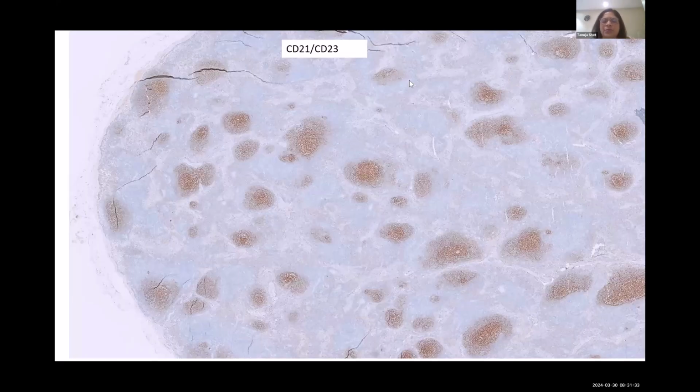Now, this is CD21 and 23. They are positive in the germinal centers. You can see these are thin wisps of cells, so it's like a fibrillary kind of positivity, whereas if you have cell positivity, it's cytoplasmic staining. So this is the dendritic network that is getting stained in CD21 and 23, and we use it most importantly in angioimmunoblastic T-cell lymphoma, because in an angioimmunoblastic T-cell lymphoma, there is dendritic cell proliferation outside of the germinal center along the sinuses, and that is the most important diagnostic clue.